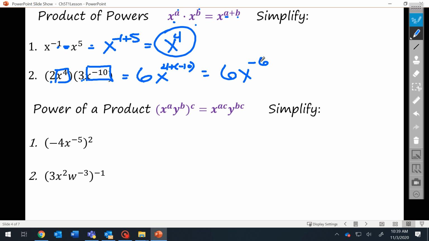Uh-oh, this is not simplified because the exponent is negative on the x. So the x, to change that to a positive exponent, needs to go to the denominator. So the 6 is still in the numerator. It's its own term. It's still in the numerator. The x to the 6th is now in the denominator with a positive exponent.